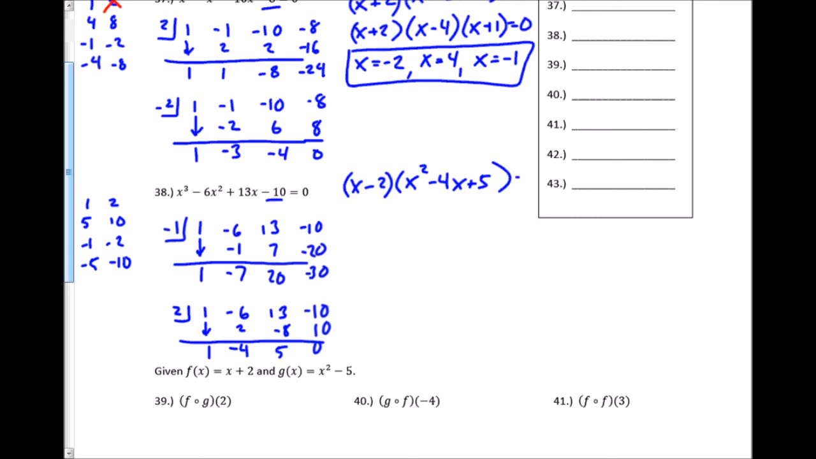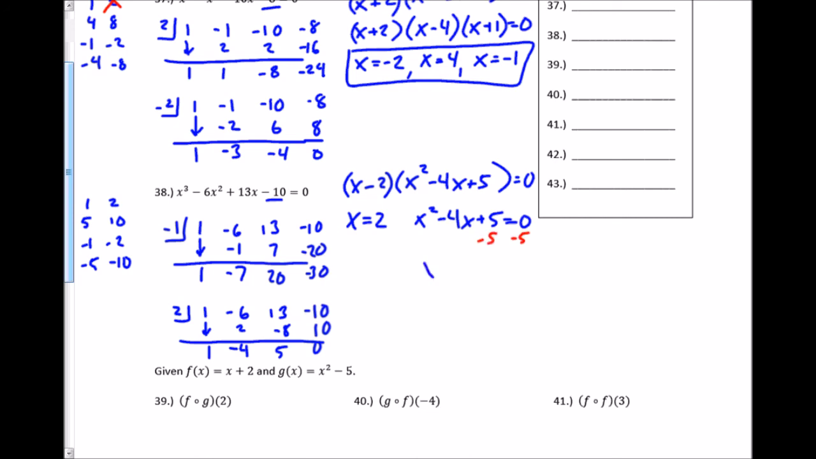I can't solve this quadratic right here. This one I can solve, and I get x equals 2. This one, x squared minus 4x plus 5, I can't solve by factoring, so I either have to do completing the square or the quadratic formula. I'm going to do completing the square.